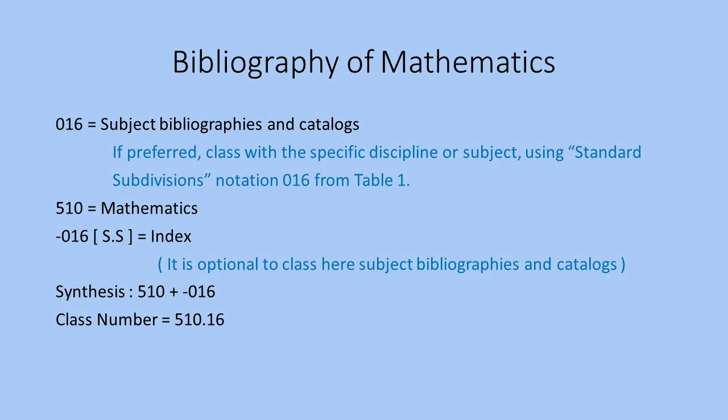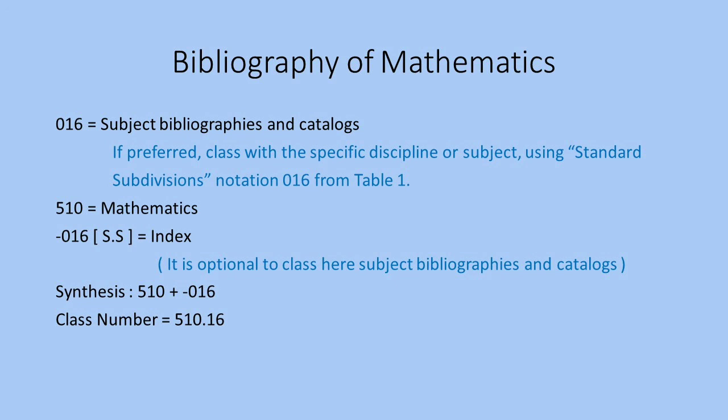Okay. So 510 mathematics, and after taking the notation of mathematics I added the notation for index. Index means bibliography, and I have taken it from the table, not from the main schedule. I have taken the dash 016, and in square brackets I have written SS. SS means standard subdivision. I have taken this standard subdivision from table 1.